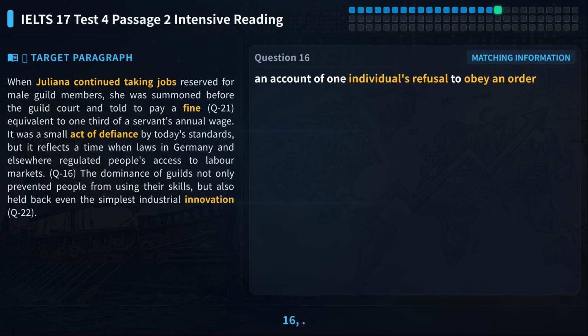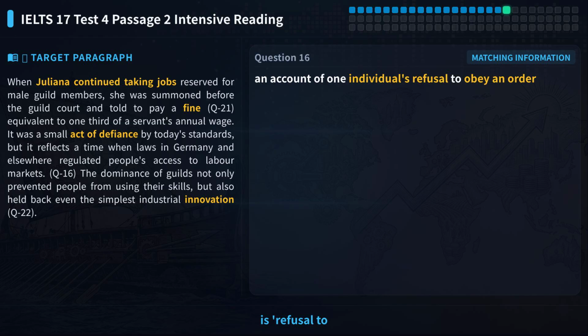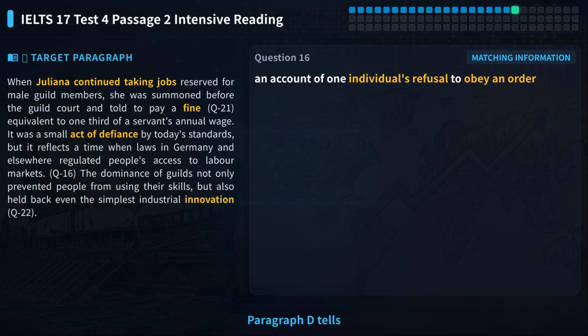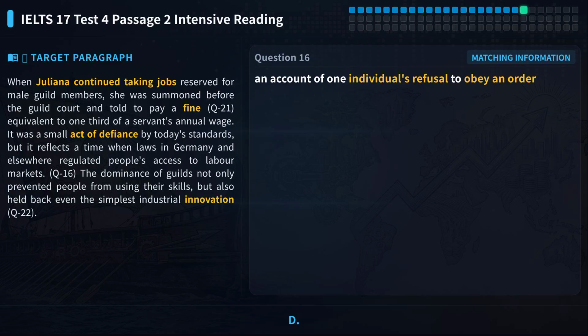Let's look at question 16. It asks you to find the paragraph about one individual's refusal to obey an order. Please pause the video and try to locate it yourself. The key phrase is refusal to obey an order. Look for a description of someone breaking a rule or instruction in the text. Paragraph D tells the story of Juliana Schweikert. She ignored the Weavers' Guild rules and continued doing work reserved for men. This is a clear example of refusing to obey an order. So the answer to question 16 is D.